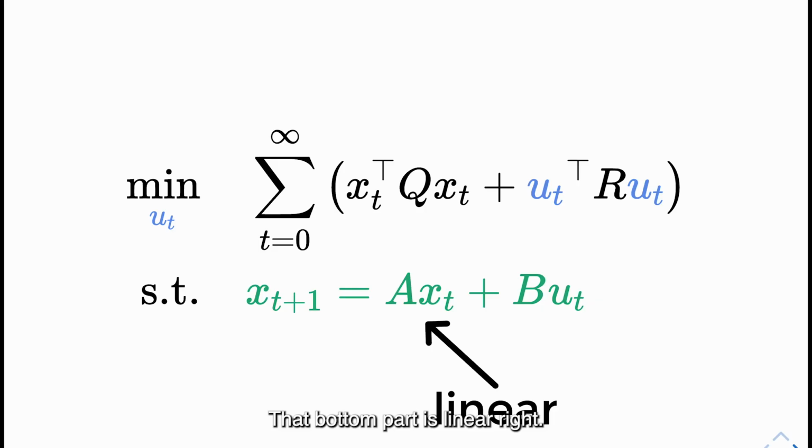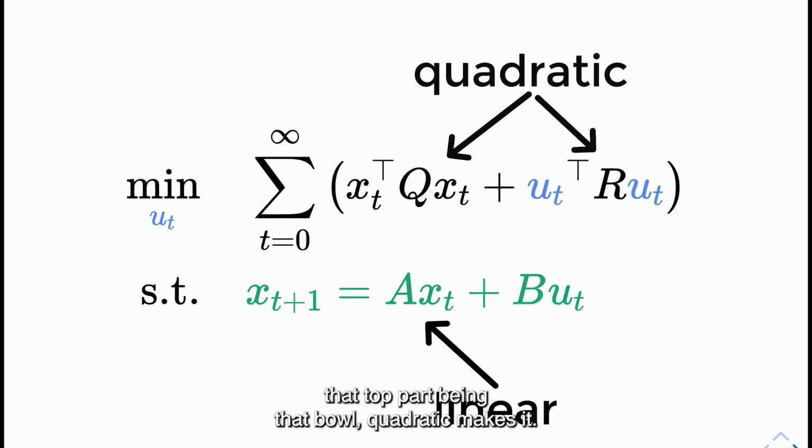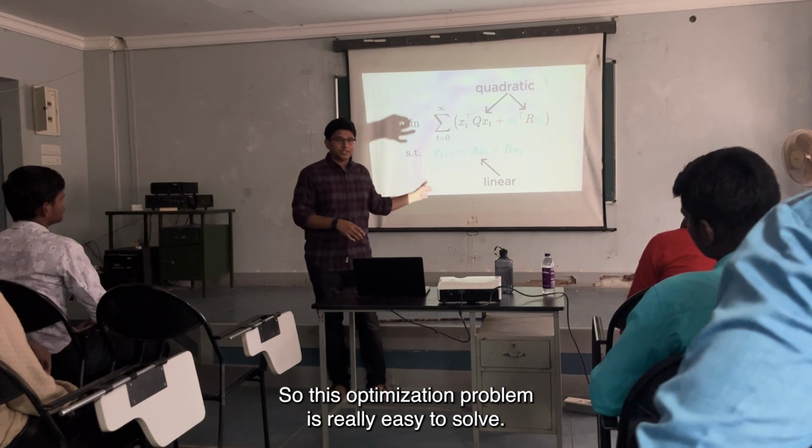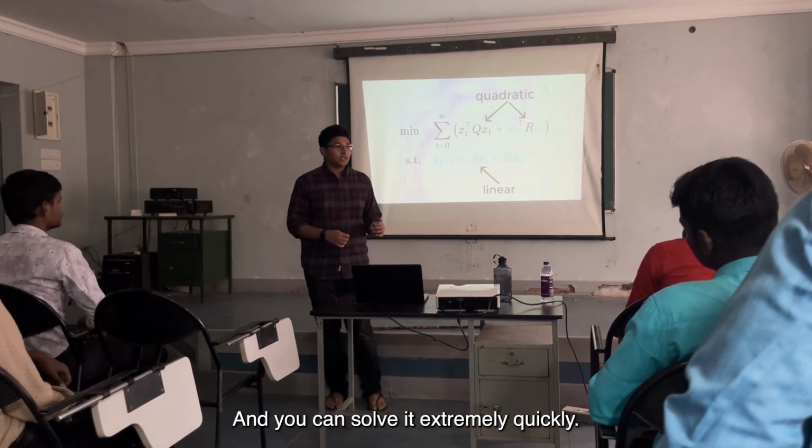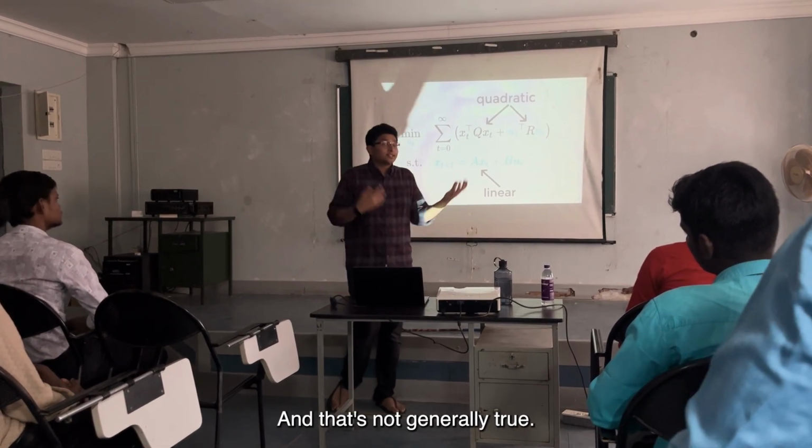The really important part here is that the bottom part is linear, like all the lines are parallel. That, plus the top part being that quadratic bowl, makes this optimization problem really easy to solve. You can solve it extremely quickly, and that's not generally true.